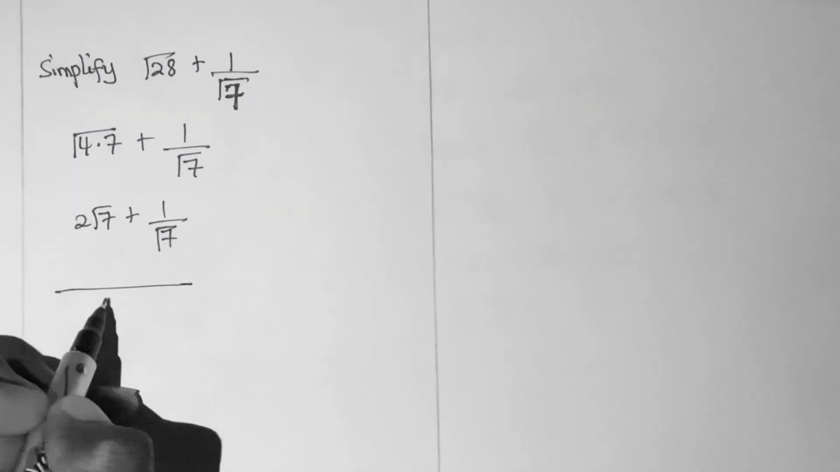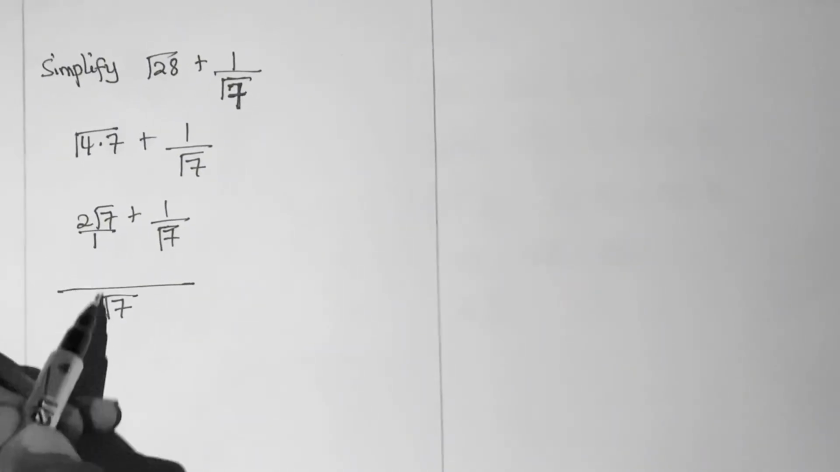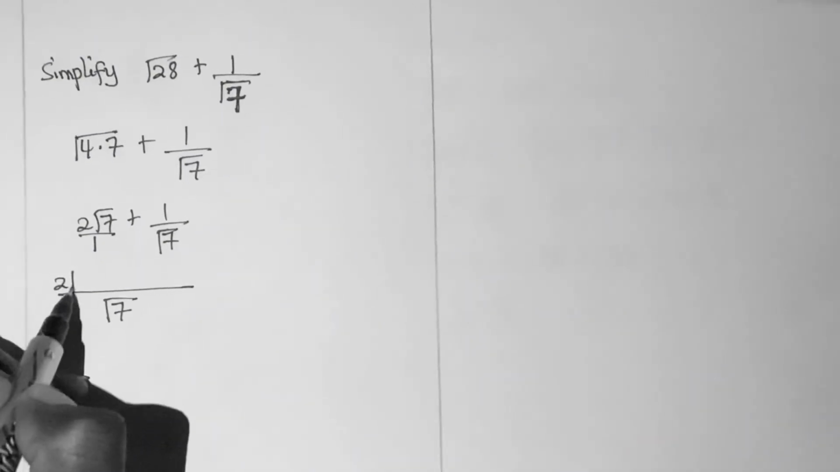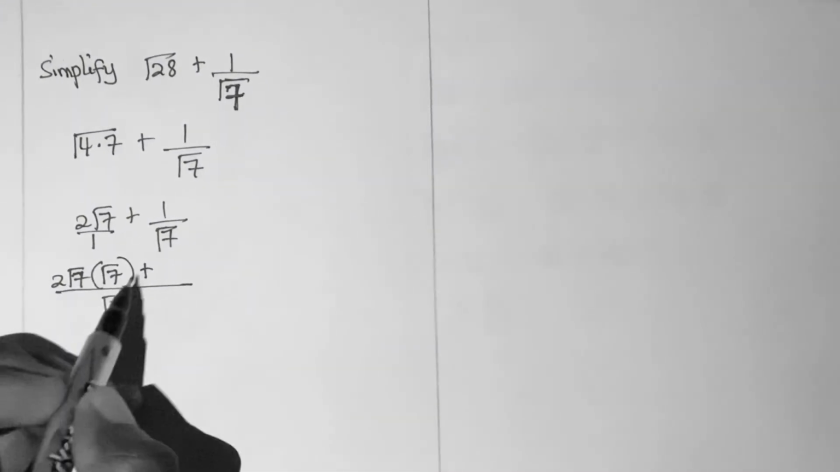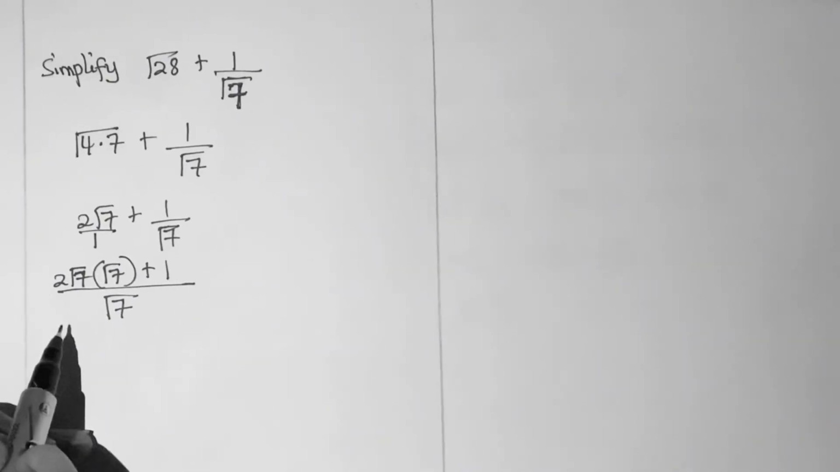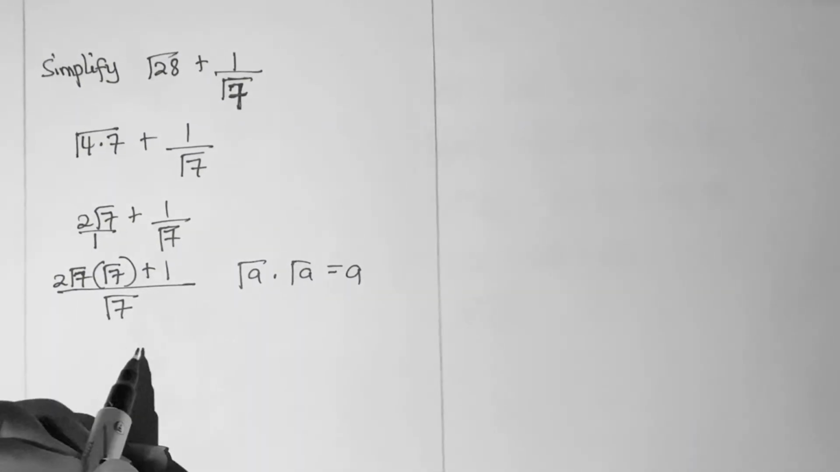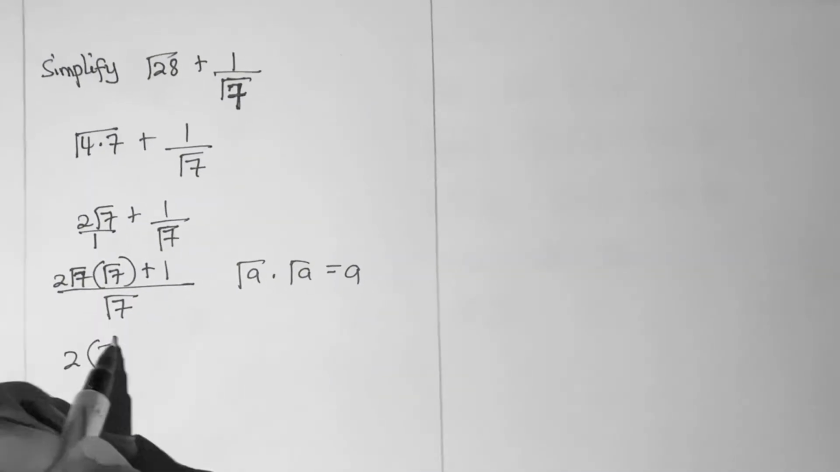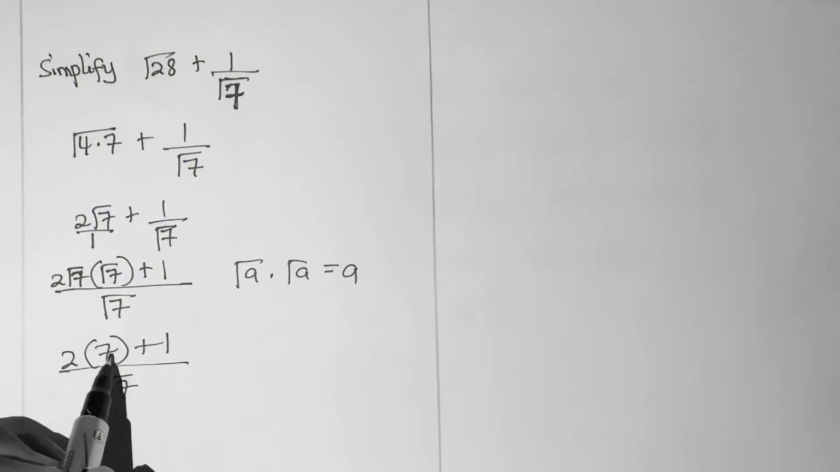So let's find the LCM. The LCM is square root of 7. So this one is over 1. So 1 root 7 divided by 1 is root 7. So here becomes 2 root 7 times root 7. Then plus, now root 7 divided by root 7 is 1. 1 times 1 is 1. So now, remember what we said, root a times root a is equal to a. And therefore, this becomes 2 times square root of 7 times square root of 7, which is 7, plus 1 divided by square root of 7. So 2 times 7 is 14.